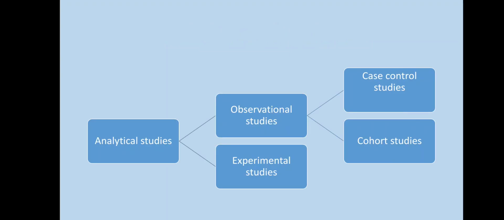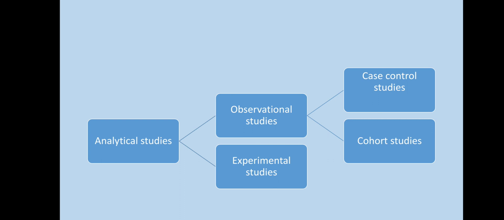Today we are going to discuss the analytical studies. The analytical studies are of two types, the observational and the experimental studies. In observational studies, the researcher does not actively intervene and the research or study is based on observations only. While in experimental studies, the researcher actively intervenes into the group. He may or may not add a drug or a trial into a group.